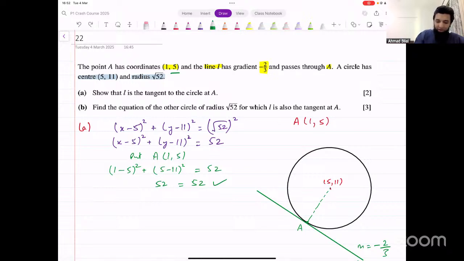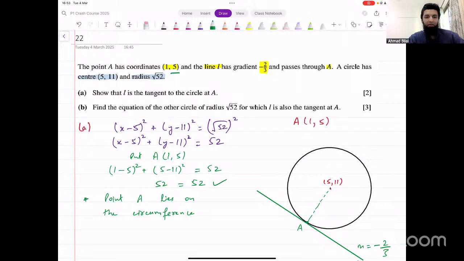The point A lies on the circumference. Point A lies on the circumference. This is one way to show this.